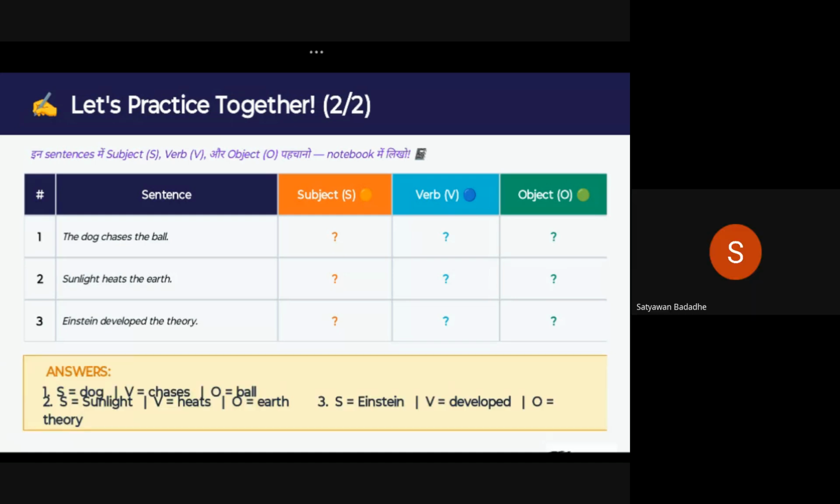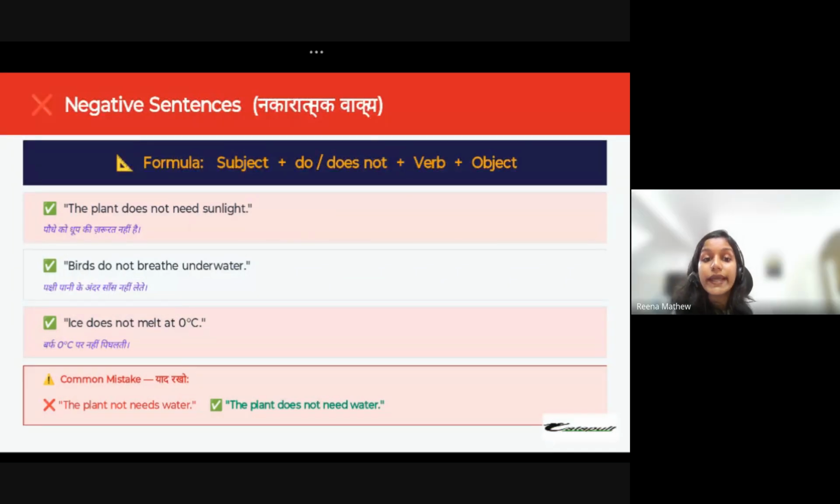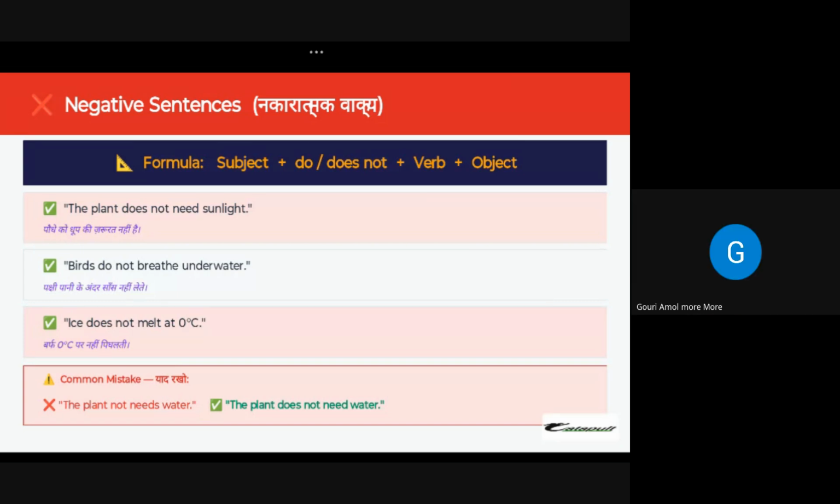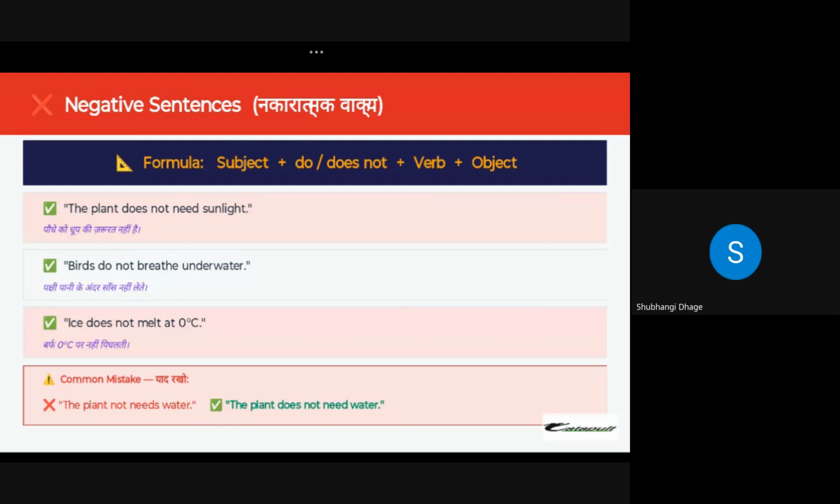Now what we'll do is, okay, these are the answers. Now I'm going to teach you negative sentences. When I say galat, my favorite subject is galat English, galat means the opposite meaning. That is a negative sentence. You're reversing the meaning.